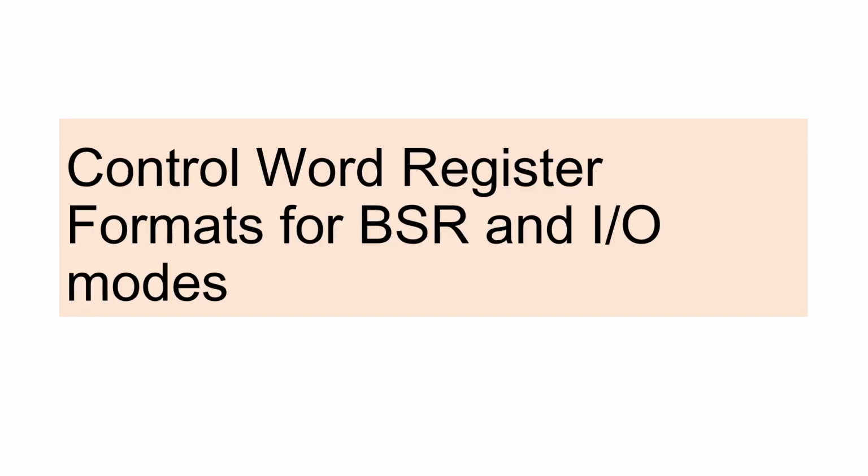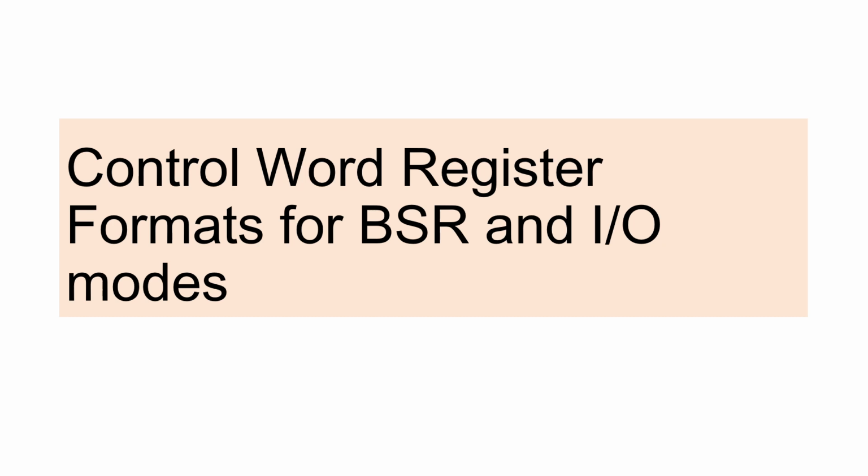Now let's see the control word register format. So how are these different modes selected? We know that 8255 will work in bit set reset mode or in the IO mode, and inside the IO mode we have 3 other modes, that is mode 0, mode 1 and mode 2. So how to select these modes?